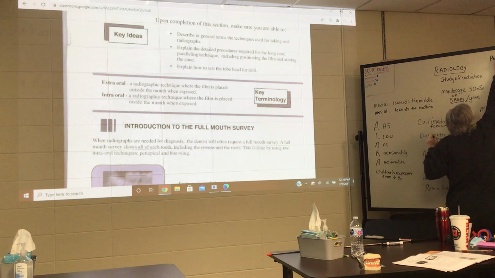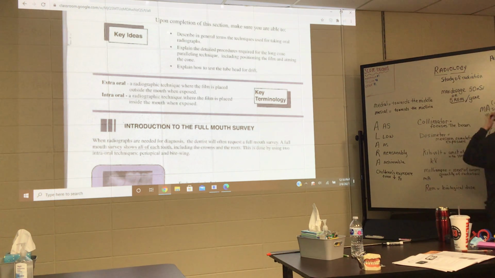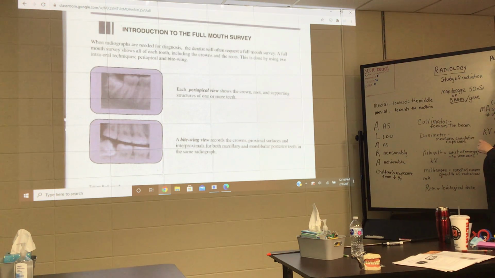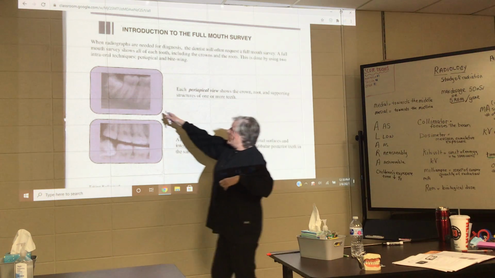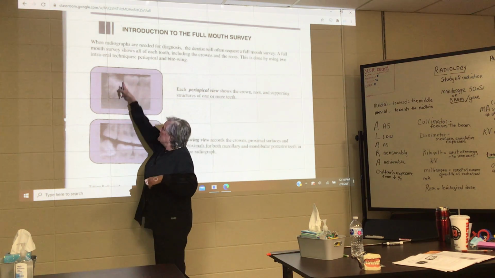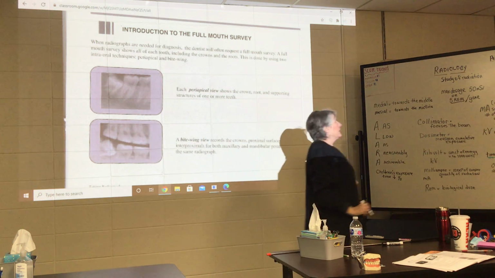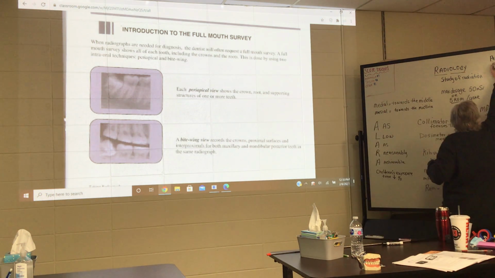Periapical, what do you think that word means? I know you get to see the whole tooth. Peri means around, right? And apical means apex. So it's around the apex. So this would be a periapical because you can see the whole tooth, including the apex. Okay? The second way is a bite wing.